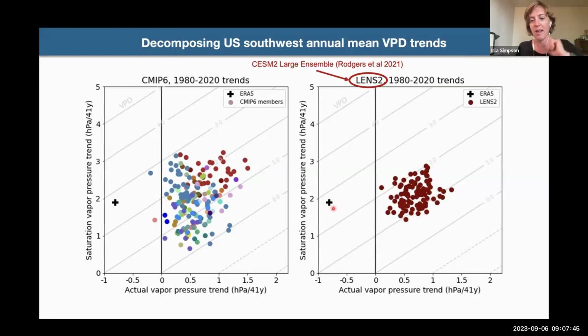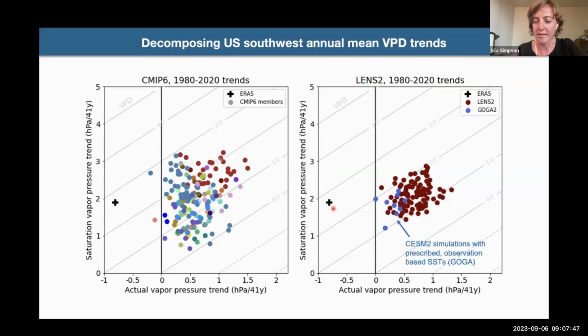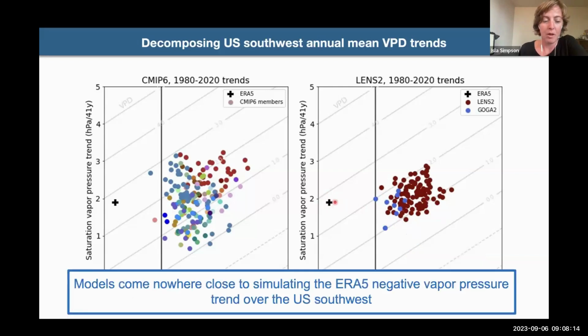seen in the reanalysis. And then in our model, we've also extended our AMIP-type simulations out to 2020. It's hard to look at this in the CMIP6 runs because they only go to 2014, although I'll show you some more later on. But this is what our AMIP-type simulations, we call them GOGA runs for global ocean, global atmosphere, look like. And so they get you a little closer to the reanalysis, but they certainly don't get you to this big vapor pressure decline that we've seen. So our models seem to come nowhere close to simulating this negative vapor pressure trend that we've seen in the reanalysis here over the US Southwest.